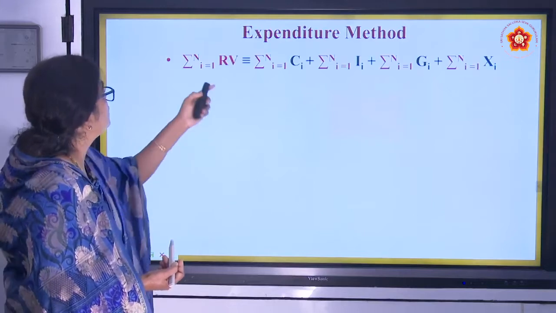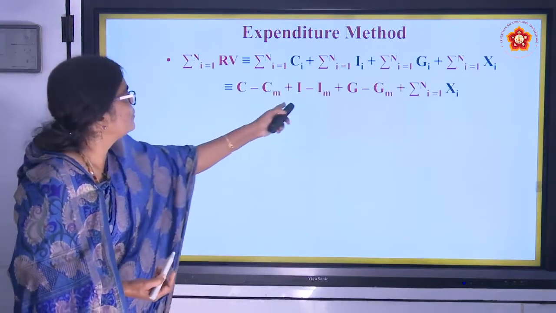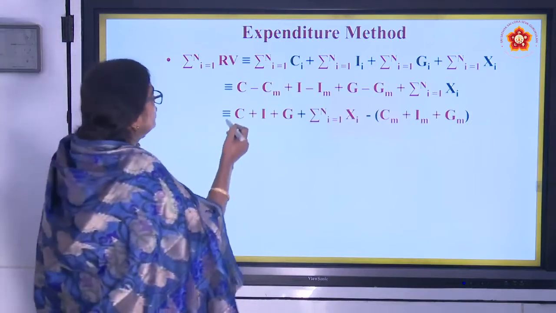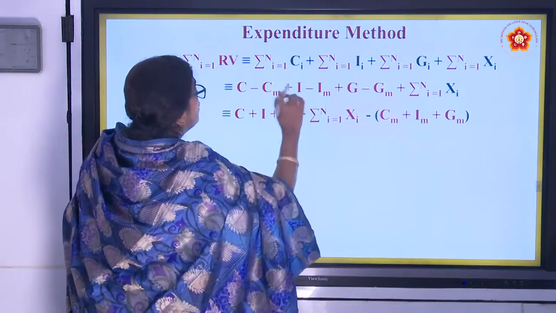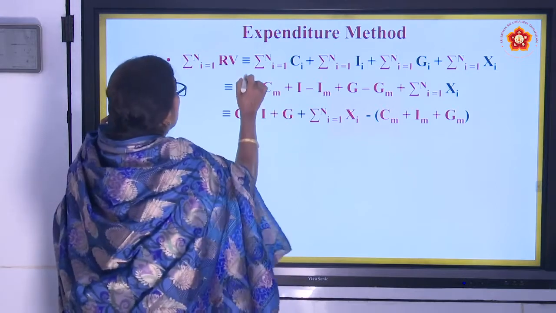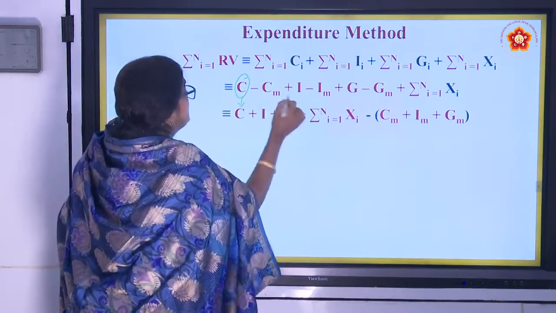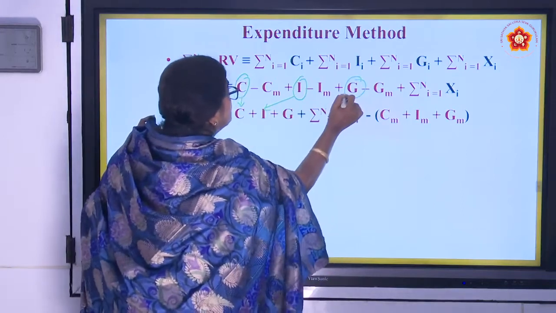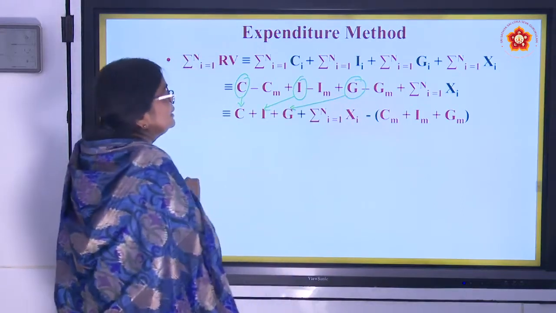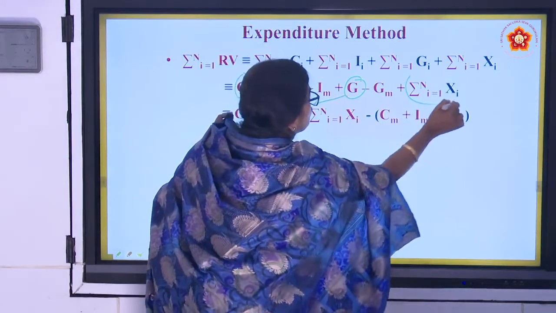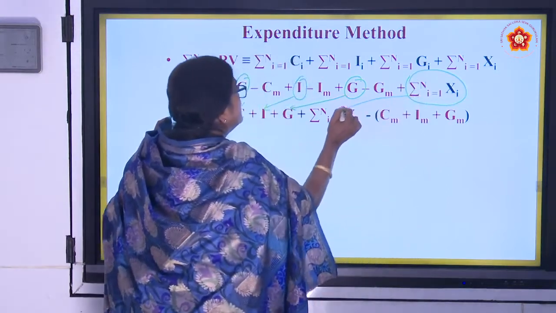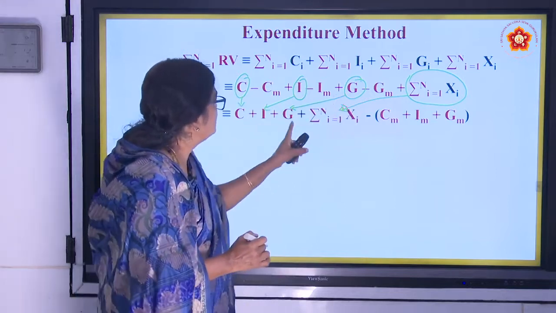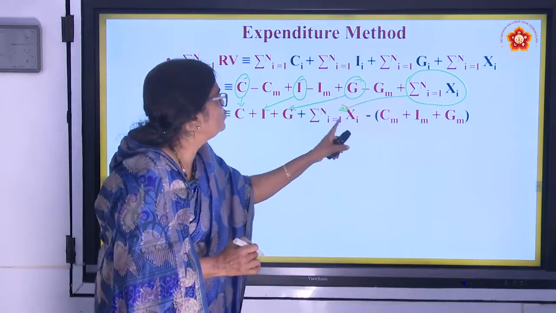And again, the same equation I have brought here. Up to here we have seen. And then, what do you do? Now, you take all the aggregate expenditures. What is that? Aggregate consumption expenditure C, aggregate investment expenditure I, aggregate government expenditure G, and take this plus this also, the aggregate expenditure of the private sector. Therefore, C plus I plus G plus summation of XI.